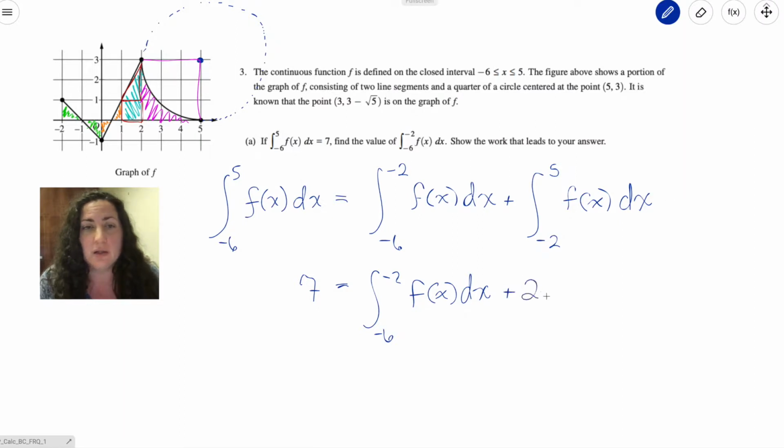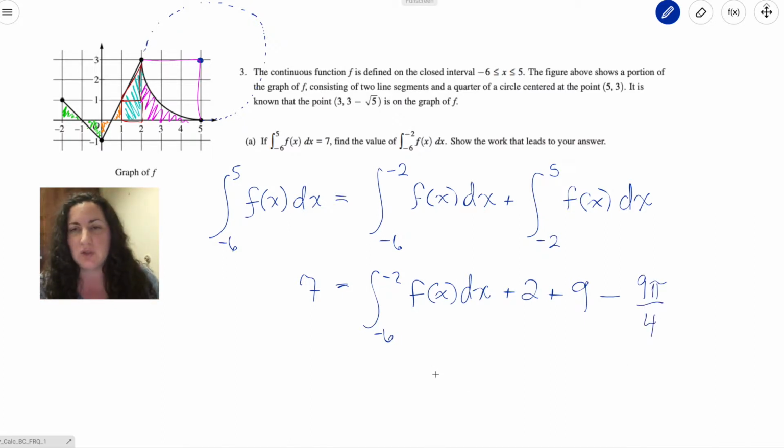The square is a 3 by 3 square, so that's going to have area 9, and the quarter circle is going to be pi r squared divided by 4. The radius of that circle is 3, so we're going to get 9 pi over 4. Great, so we've evaluated that integral from -2 to 5 by calculating areas, and now we just need to rearrange this a little bit and consolidate to get our answer.